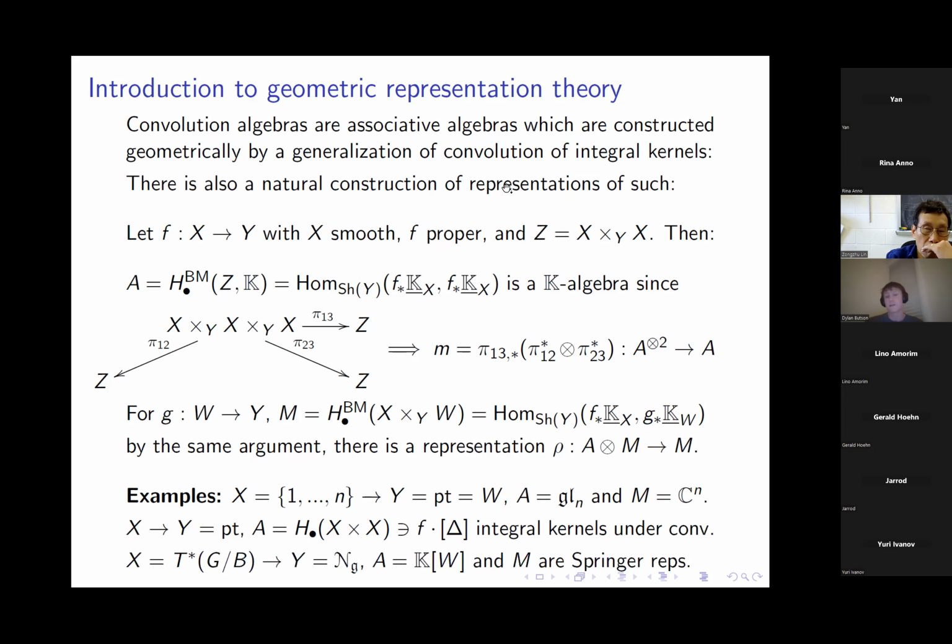And then I mentioned this last time, but if you take the cotangent bundle of the flag variety mapping to the nilpotent cone, then this is the formalism that gives you what people call Springer theory, which is a way of constructing representations of things like the group algebra of the Weyl group using geometric representation theory. And that's maybe one of the most famous classical examples in representation theory proper that uses this kind of technology.